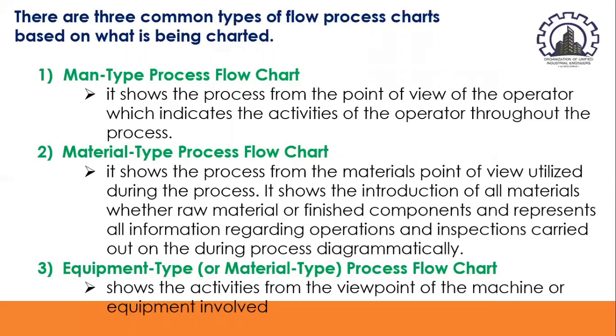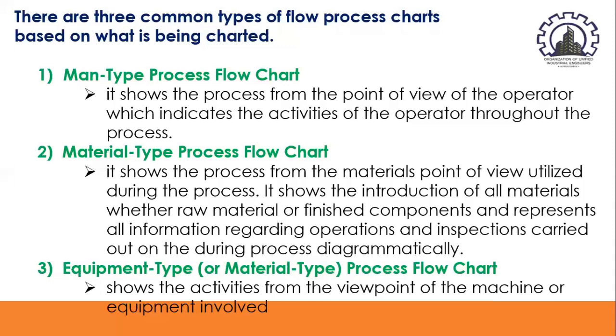Now, if we say man type process flowchart, it shows the process from the point of view of the operator, which indicates the activities of the operator throughout the process. So in simple terms, if I am the analyst, the one that I am studying is the operator. That is why it's called man type process flowchart, because I am observing all the movements of the operator, or what the operator is doing all throughout his or her process.